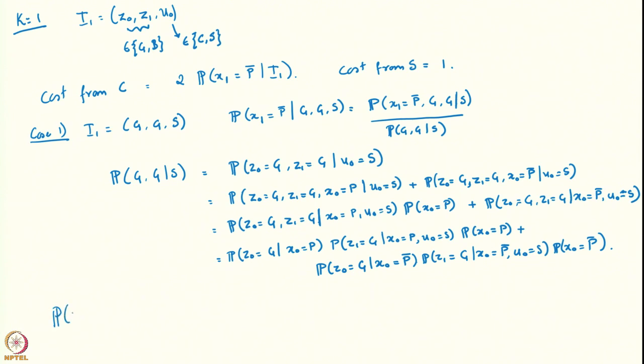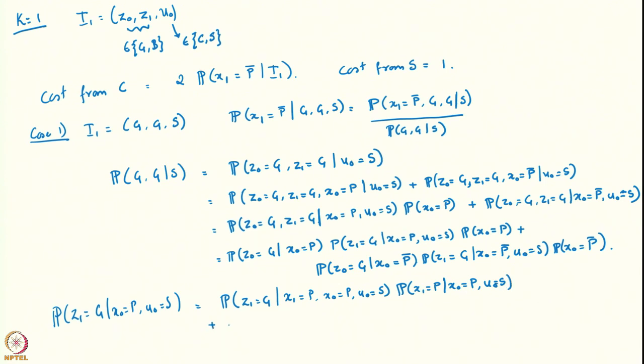Let us look at, for example, the probability that z 1 is good given x 0 is p and u 0 is s. This probability is the probability that z 1 is good given x 1 is p and x 0 is equal to p and u 0 is equal to s, times the probability that x 1 is equal to p given x 0 is equal to p and u 0 is equal to s, plus the probability that z 1 is equal to g given x 1 is equal to p bar and x 0 is equal to p, u 0 is equal to s, times the probability that x 1 is equal to p bar given x 0 is equal to p and u 0 is equal to s.